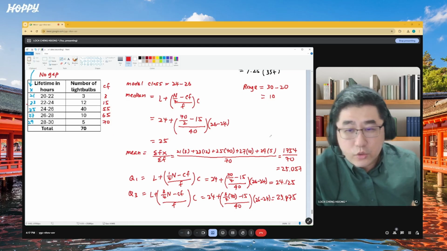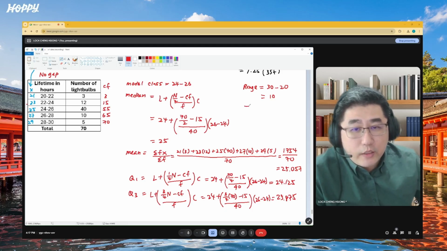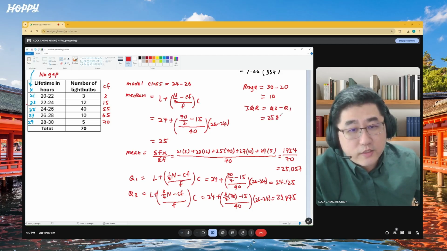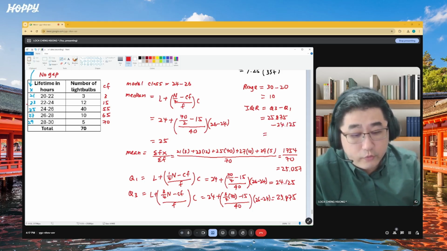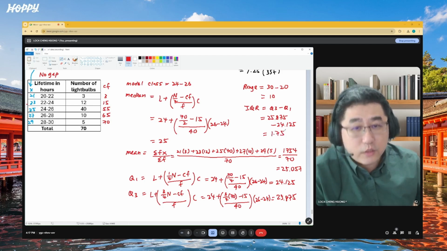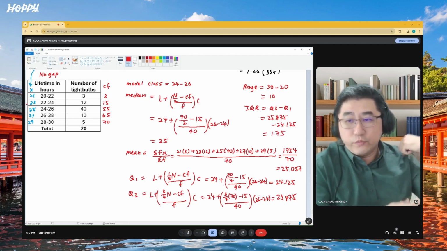From here, I will get my interquartile range as Q3 minus Q1. That is 25.875 minus 24.125. Let's see what we get. I have 1.75 as my answer for the interquartile range.